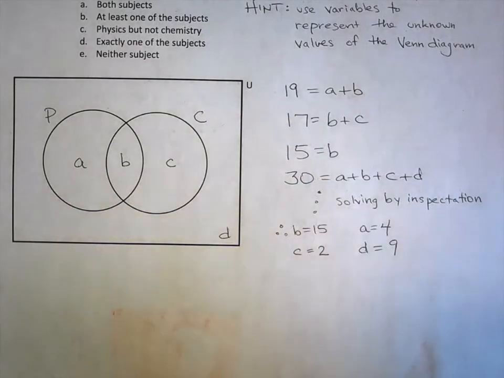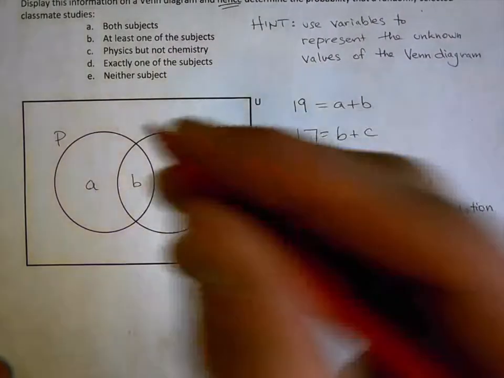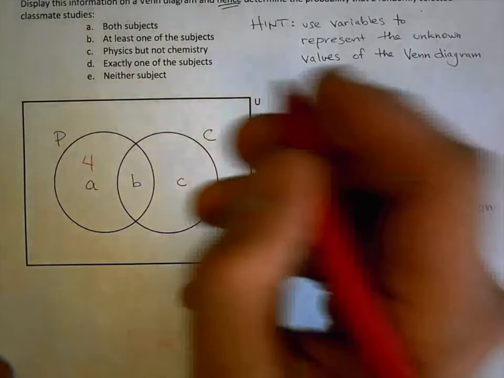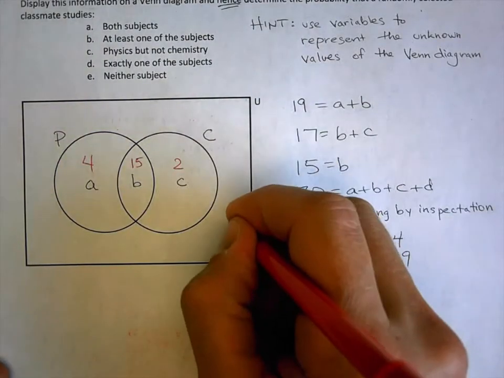So that's what I mean by solving by inspection. So now I've solved my Venn diagram. I know the numbers. This is 4, this is 15, this is 2, and this is 9.